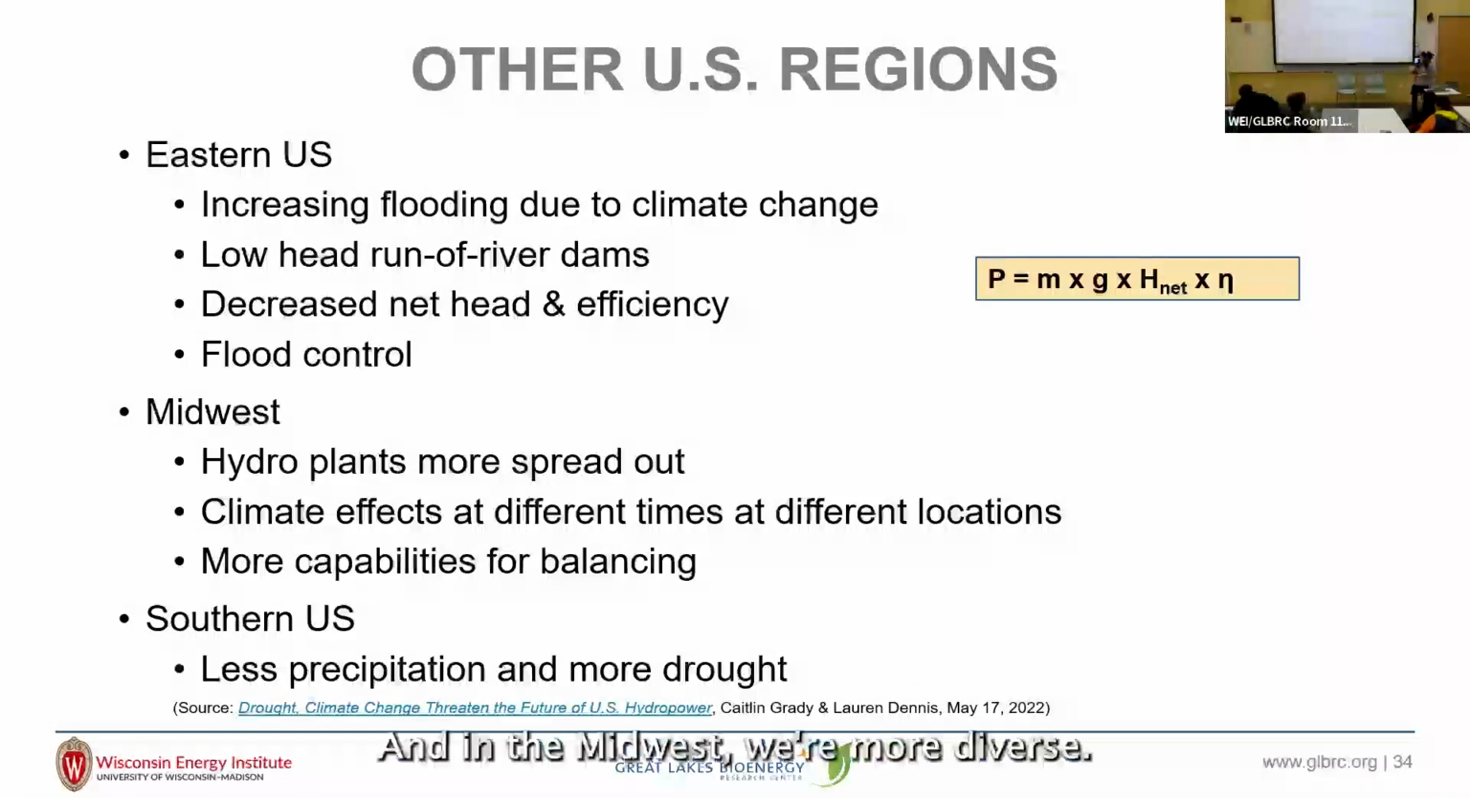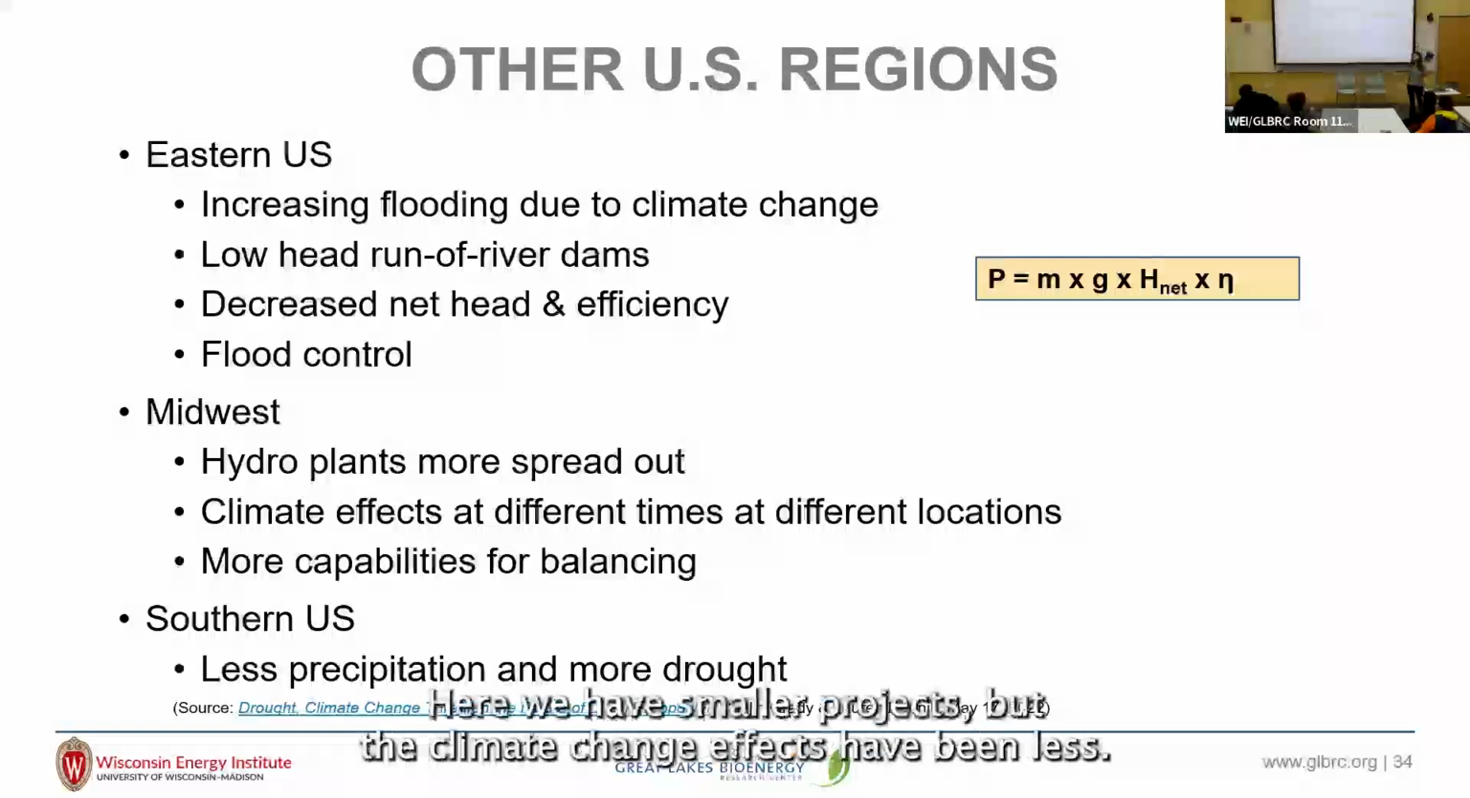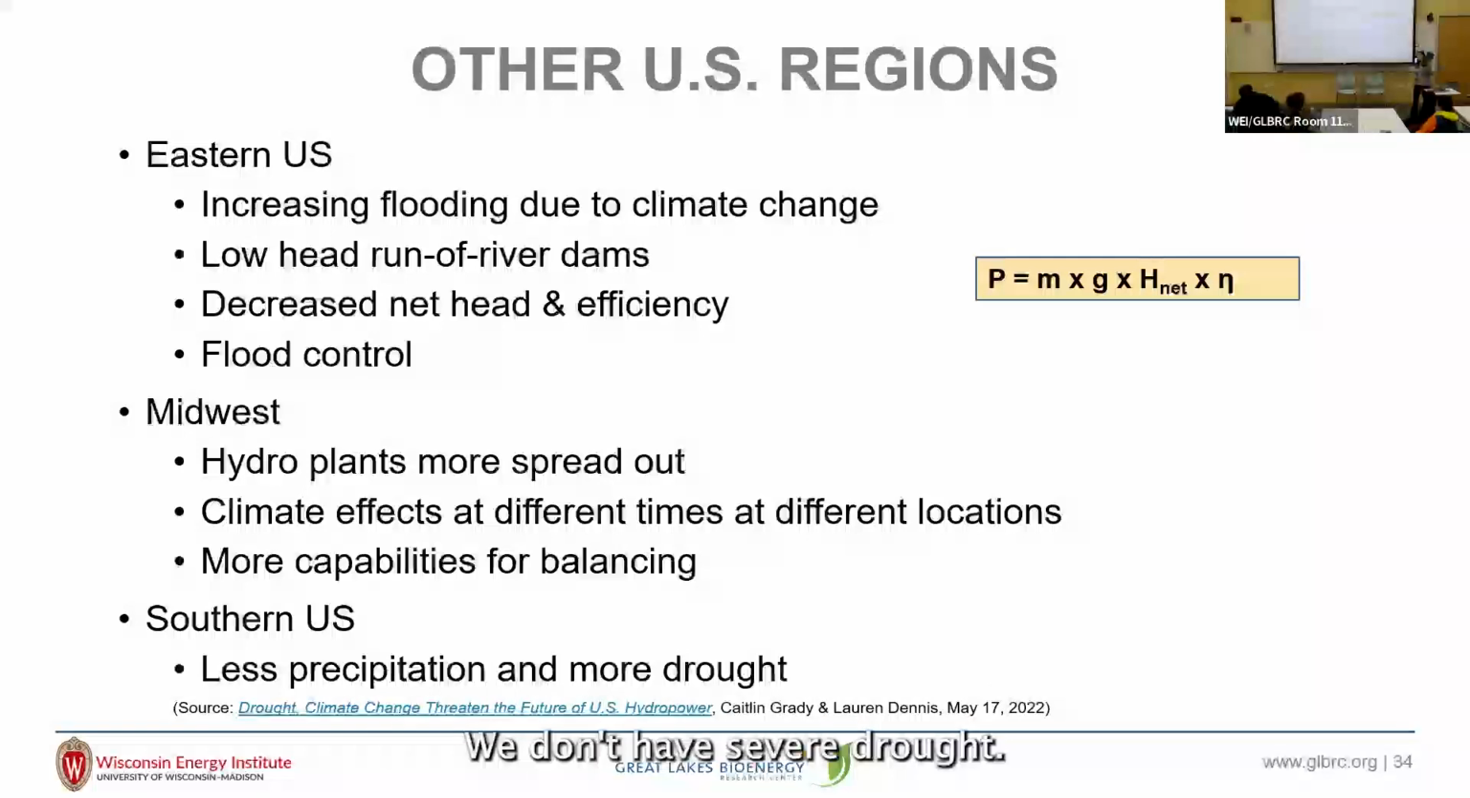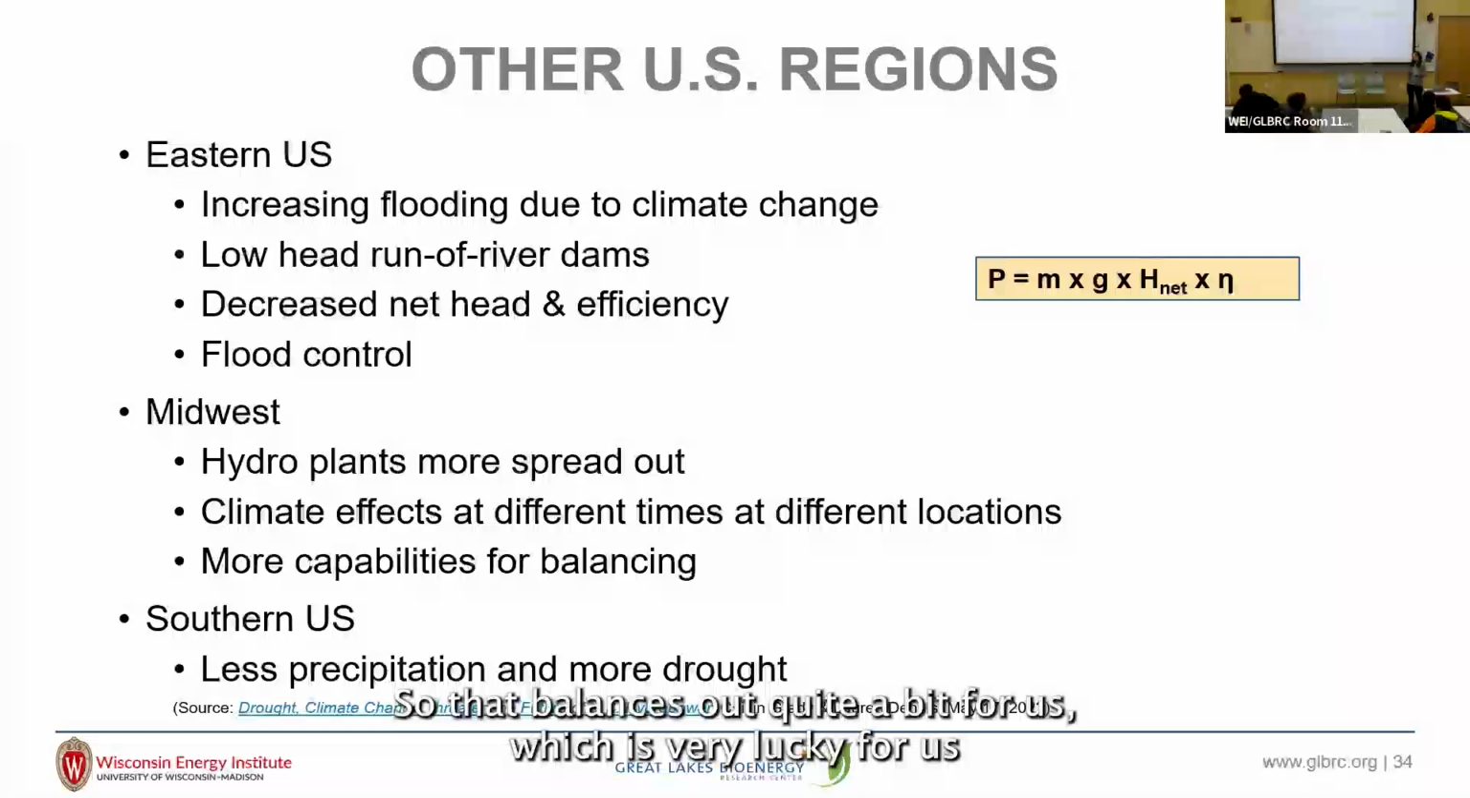And in the Midwest, we're more diverse here. We have smaller projects, but the climate change effects have been less. We don't have severe drought. We have a little bit of heat wave, and that's nothing compared to California, right? So we are more adaptive, and the variation is a lot more different. So there's no huge trend, either you have too much flow or too much drought. So that balances out quite a bit for us, which is very lucky for us.